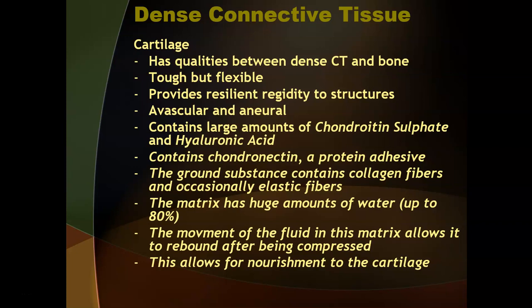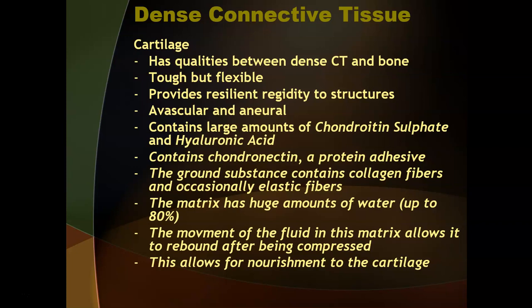Cartilage is what we find at the ends of bones in synovial joints. It contains large amounts of something called chondroitin sulfate and another substance called hyaluronic acid. Both of these are used to help create what eventually will become cartilage. It also contains something called chondronectin, which is a protein adhesive that holds everything together. Within the ground substance of this connective tissue, we find collagen fibers and sometimes small amounts of elastic fibers.